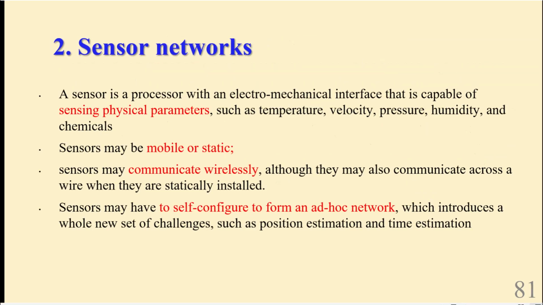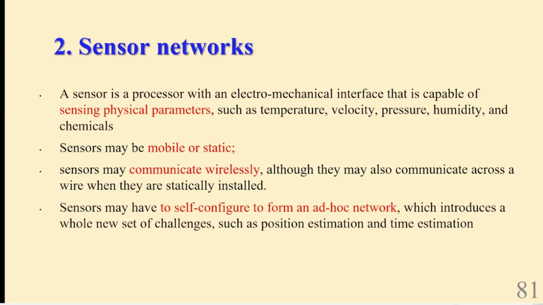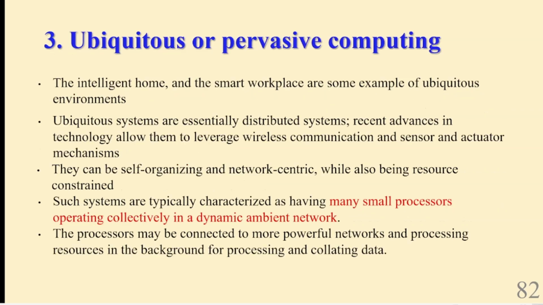Then we have sensor networks. In a sensor network, there are thousands of sensors. They will collect temperature, humidity, traffic and all those things, so we can sense physical parameters. They can be mobile or static. The sensors can also communicate wirelessly. Then we have ubiquitous or pervasive computing. Here computing is available everywhere. An example is a smart home, that is pervasive computing.